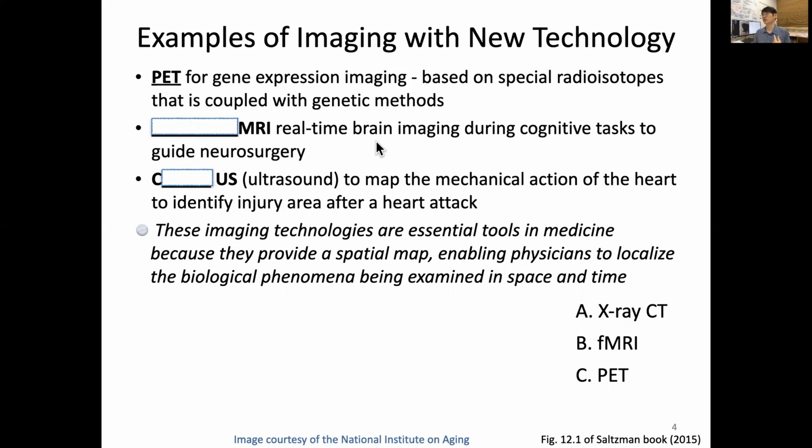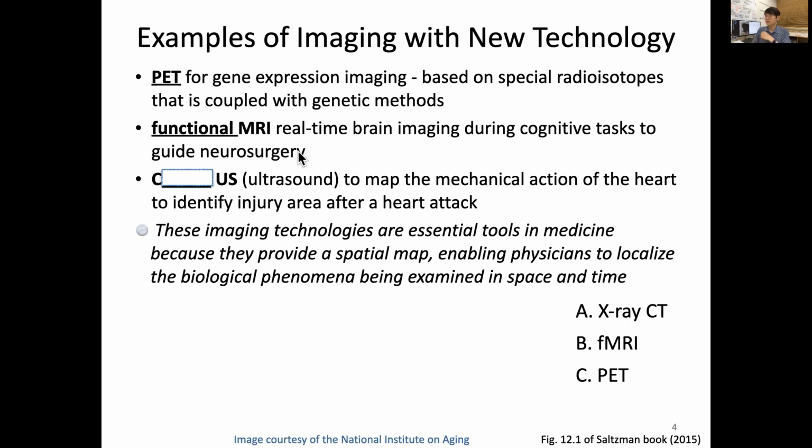And the second is real-time brain imaging during cognitive tasks to guide neurosurgery. During neurosurgery, such as, let's say, resection of a brain tumor, you don't want to resect a very critical functional part of the brain. So you ask the patient to do a relevant cognitive task to visualize that part of the brain. And that technology is called functional MRI.